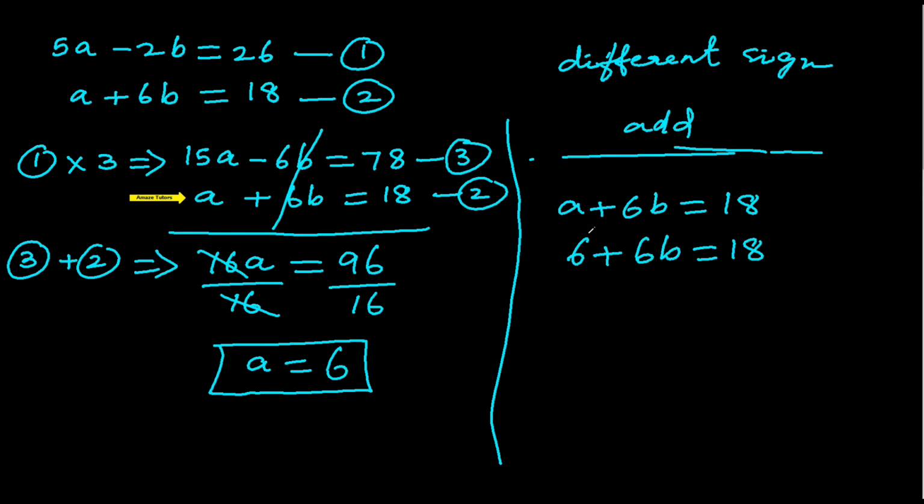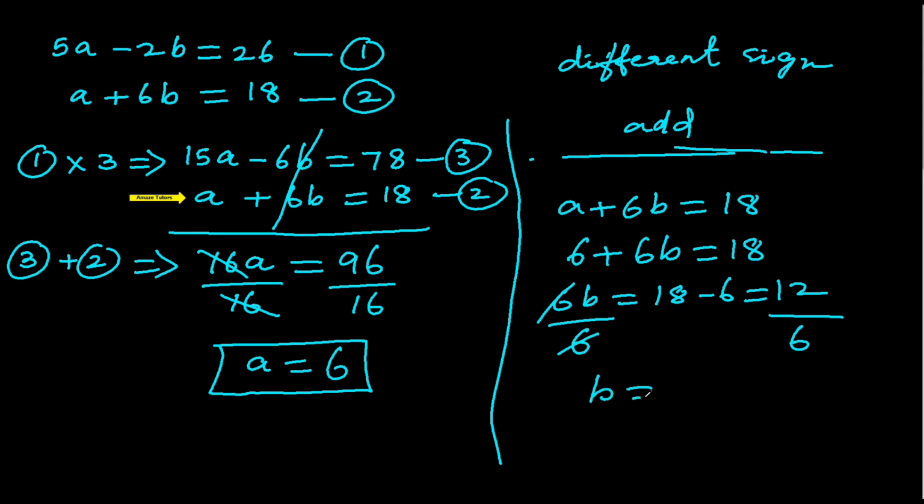What is the next step? Take 6 to the other side, minus 6. 18 minus 6, that is equal to 12. Now the final step, to get rid of the 6, I need to divide both the sides by 6. Now the value of b is equal to 12 by 6, 2. So we found out the solutions for this simultaneous equation. a is equal to 6, b is equal to 2.